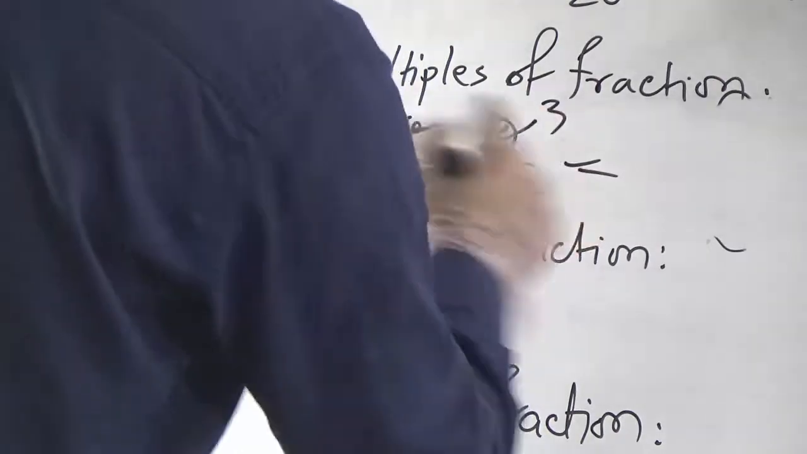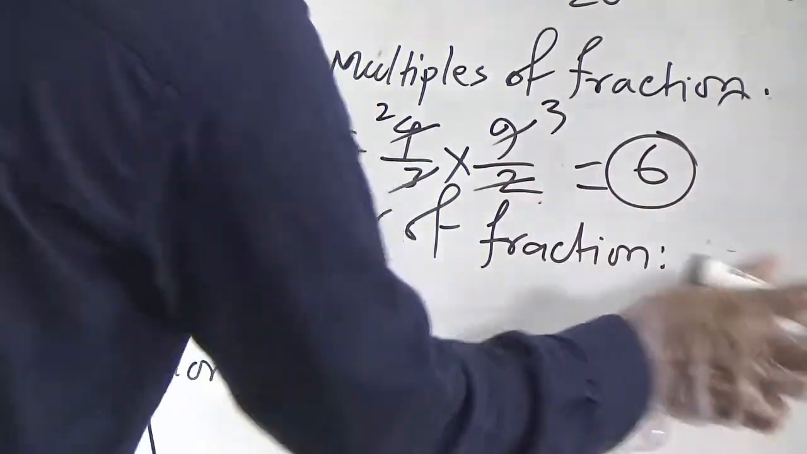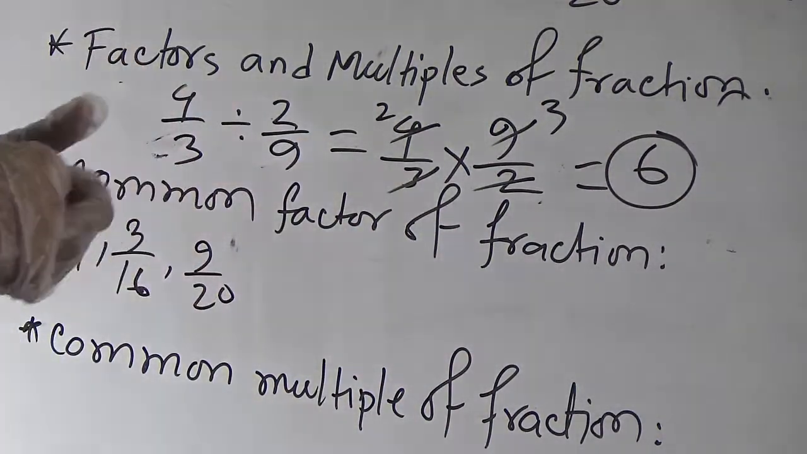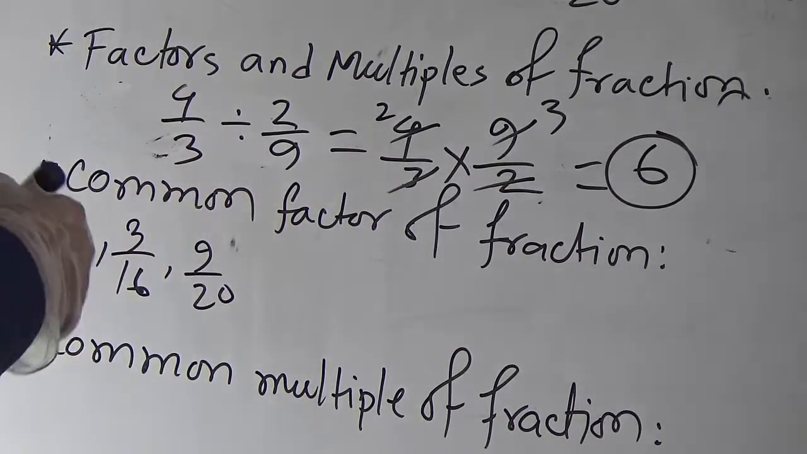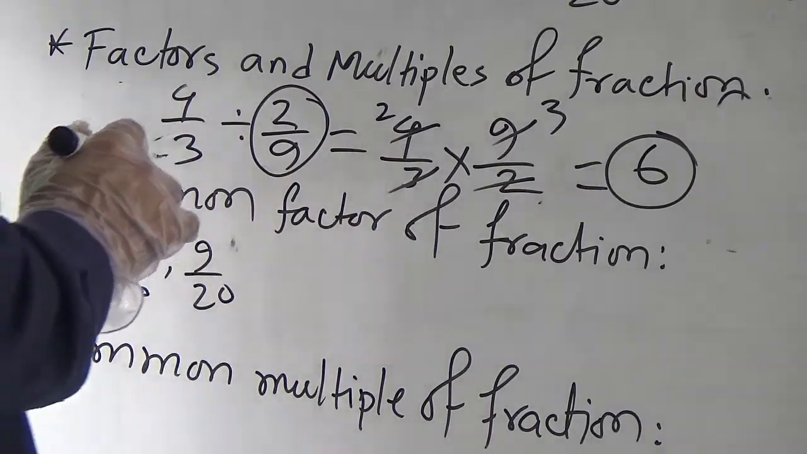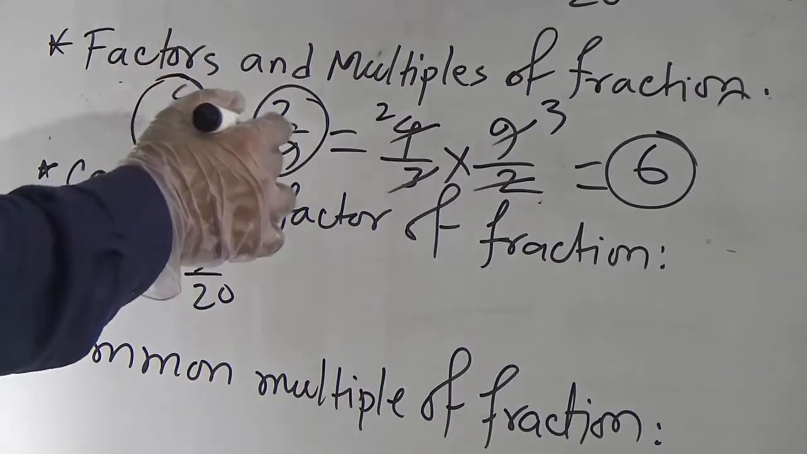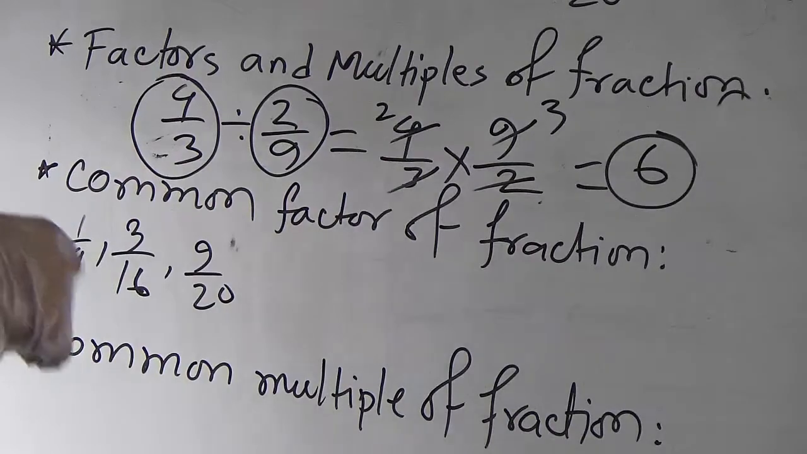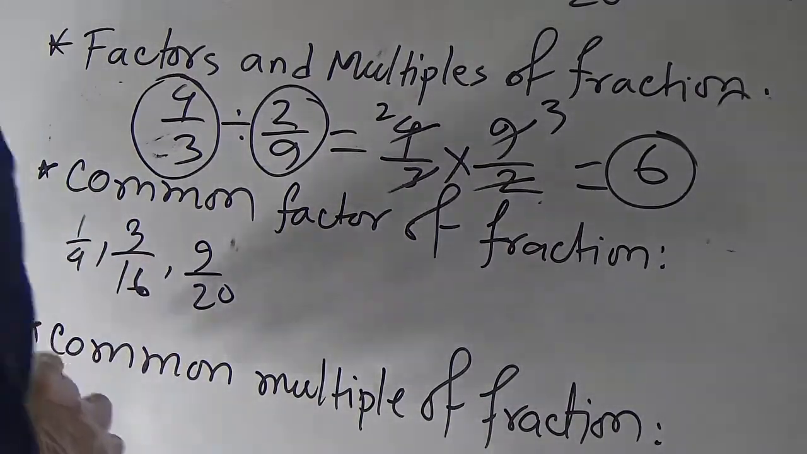Now, here 2 3s are 6, as this is an integer, so we can say 4 by 3 is exactly divisible by 2 by 9. So, we can say 2 by 9 is a factor of 4 by 3, and conversely we can say 4 by 3 is a multiple of 2 by 9.